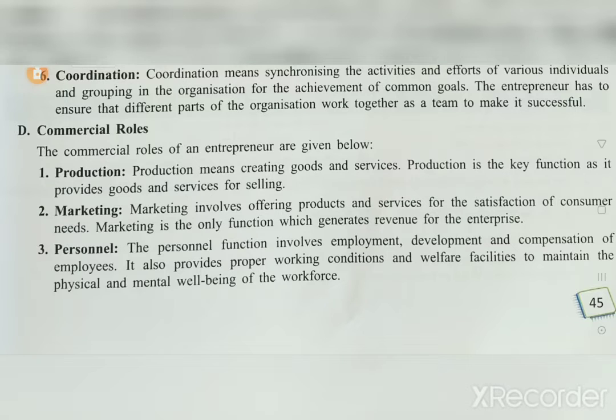Okay, so first one we will take the production. From the commercial point of view, production means creating goods and services. Production is the key function as it provides goods and services for selling. Already we discussed these three, but still we will go over it. Production is the main thing, especially in manufacturing industries or manufacturing enterprises, right? It depends upon what type of raw material you are using. Production is nothing but you are creating the service or a good or a product. Okay, and next we have marketing.